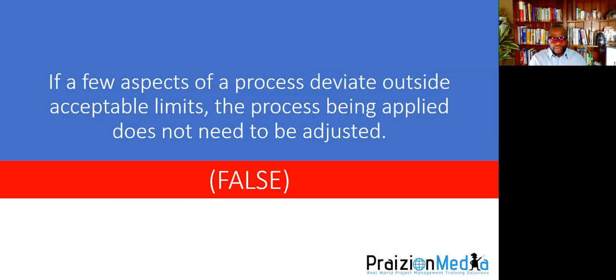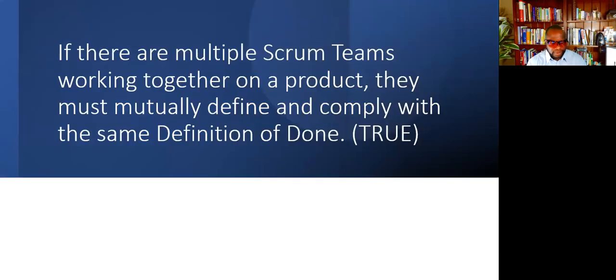If it does, the Scrum Guide helped us understand something has to be done about it. All right, next one. If there are multiple Scrum teams working together on a product, they must mutually define and comply with the same definition of done. And that statement is true. And I, of course, have given you buy 13, get 2 free or something to that effect.